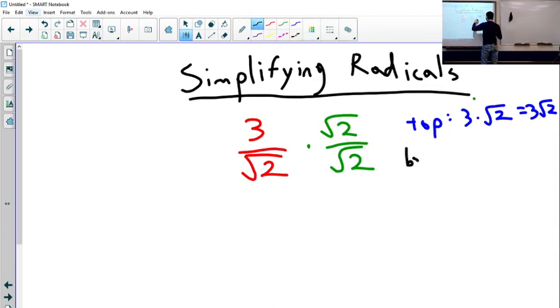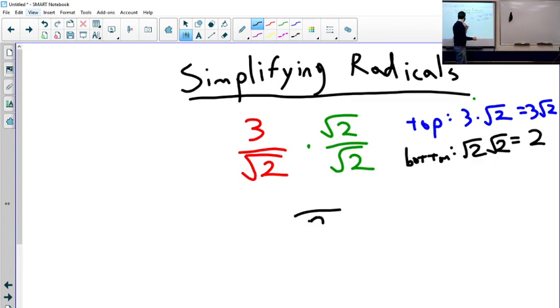On the bottom, here's the key part. I have square root of 2 times square root of 2. And here's why I chose it, because I know that square root of 2 times square root of 2 is 2. And guess what? No more square root on the bottom. And then on top, I have 3 root 2.